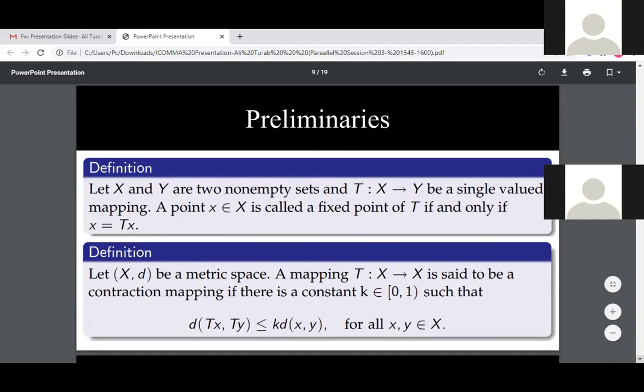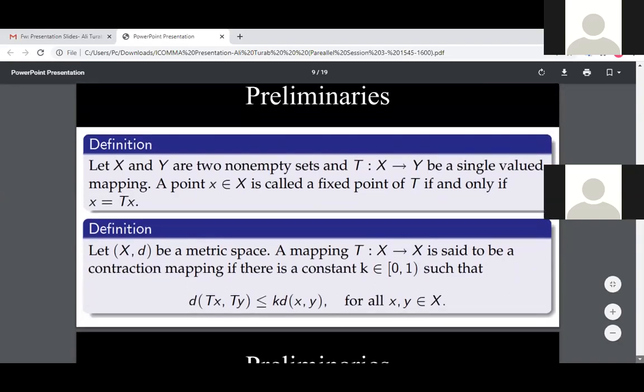In mathematical form, if we have 2 non-empty sets X and Y, and a mapping T from X to Y, then a point from the domain is called a fixed point of the mapping T if and only if x equals Tx. It means that a point mapped to itself is called a fixed point.